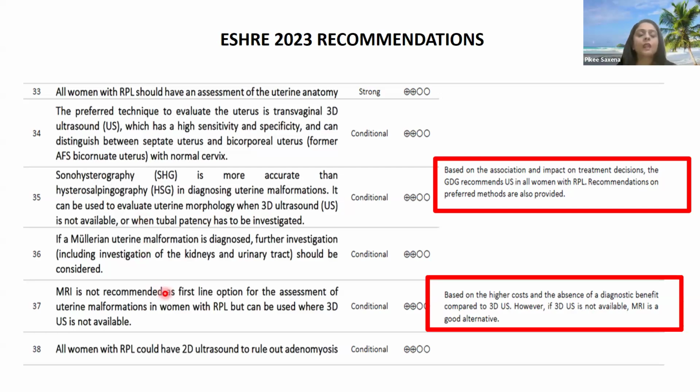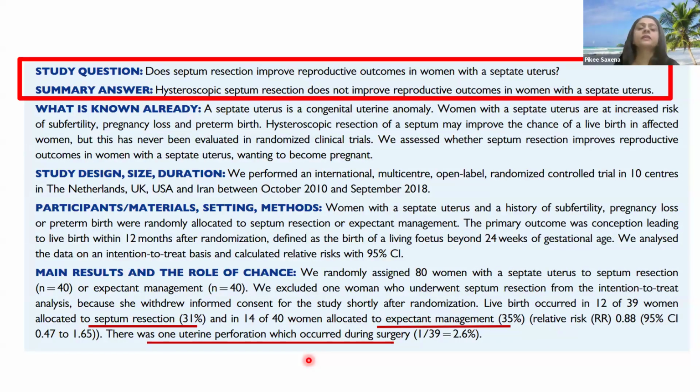And they say if there is any confusion or 3D ultrasound is not available, then MRI could be done. So for all patients of RPL, it is recommended that you do a sonographic assessment. And ideally, if there's any suspicion, then 3D is much better than MRI based on the cost effectiveness, cost benefit ratio.